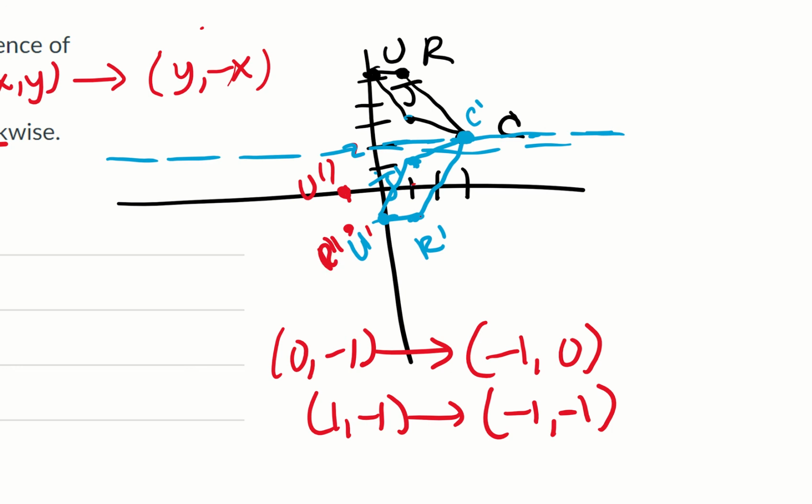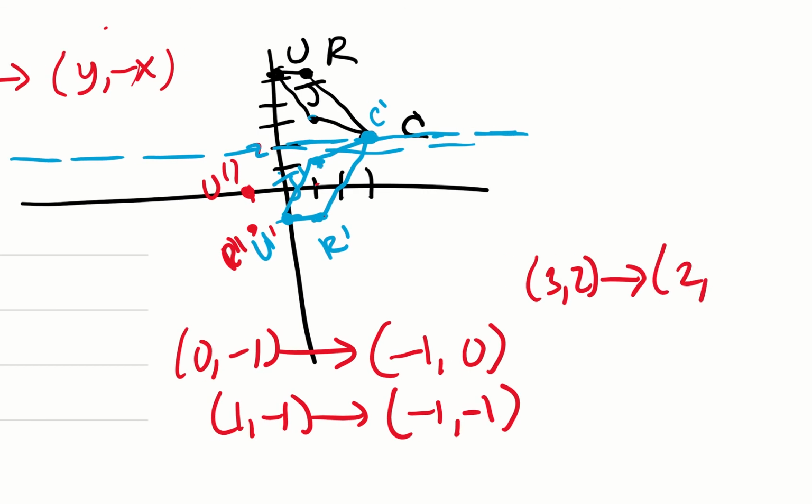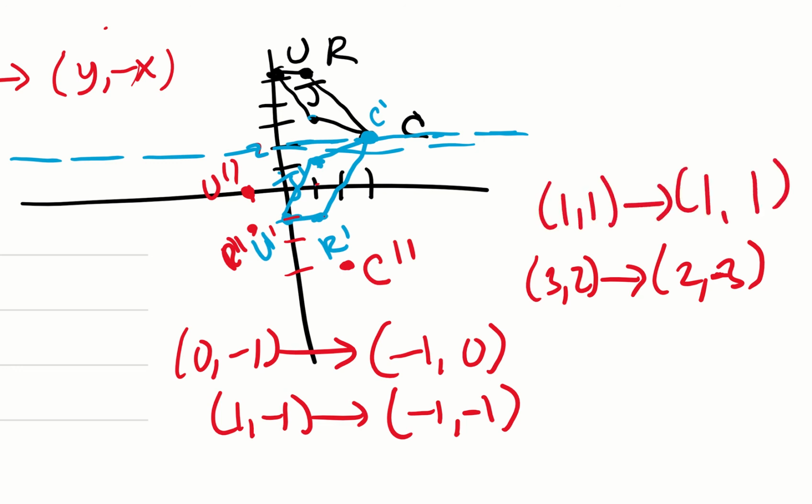Now for C, C is 3, 2. So 3, 2 is going to transform to, you switch it, and then the second number changes to the opposite, so it's going to be -3. So 2, -3. 1, 2, 3. Right here. That's going to be C double prime. And then the last one is J. So J is 1, 1. You flip that, you still get 1, 1. And then change the sign, so 1, -1. That would be J double prime.